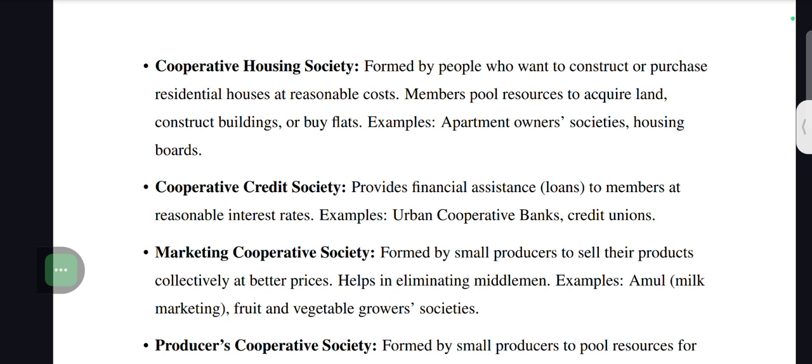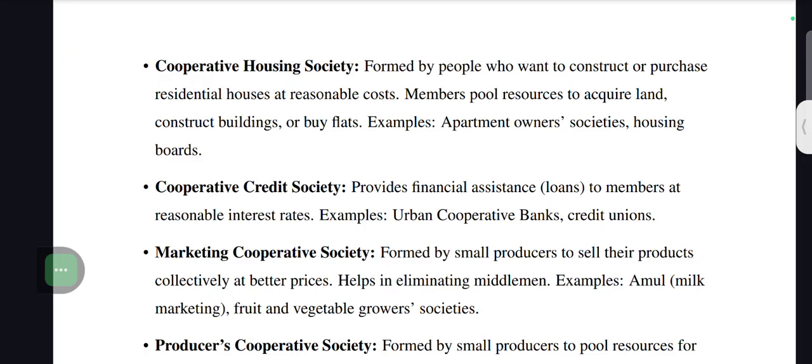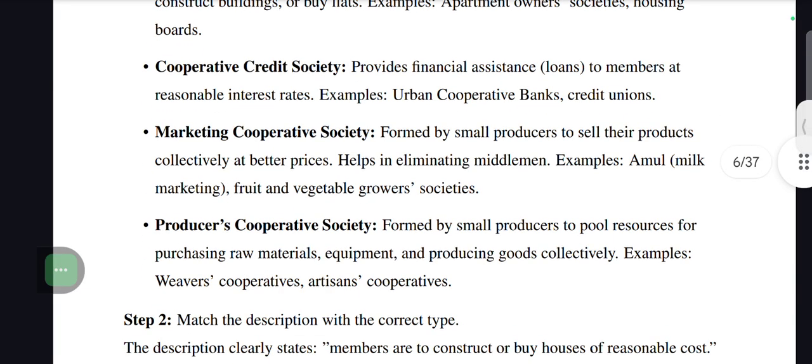The fourth option, the producers cooperative society, is formed by small producers to pool resources for purchasing raw material and equipment, and producing goods collectively. For example, weavers cooperatives and artisans cooperatives, small producers like that.